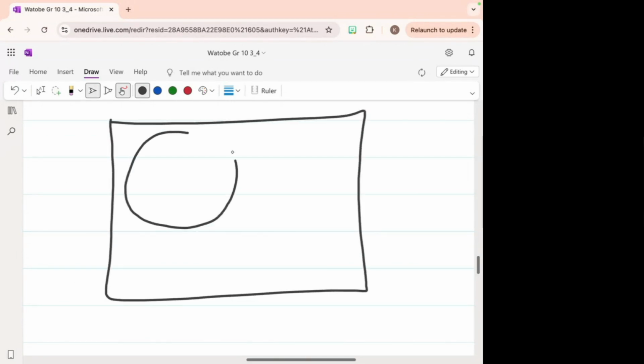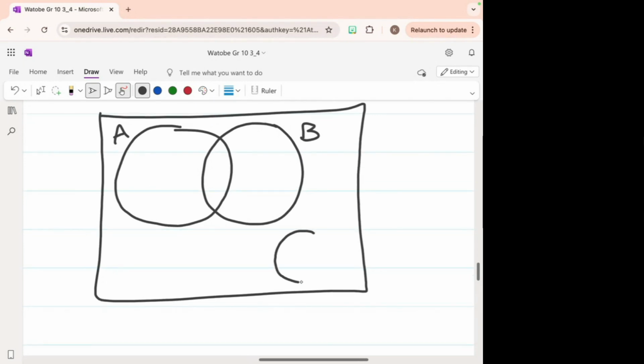Here's my 2 circles that were overlapping, A and B. We know we've got good old C here on the corner. According to my drawing, there was 2 over 14, which is the same as saying 1 over 7. So in the center, I'm seeing 1 over 7.